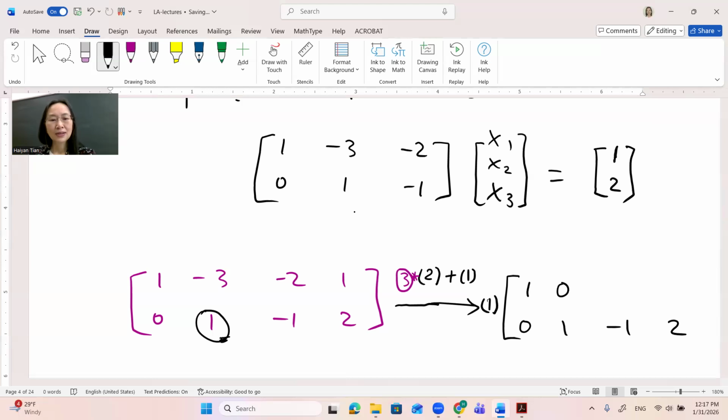Then this 1 times 3, right? Times 3, add here. So it's a -3, -5. And this times 3, it's a 6. Add 1, it's a 7. So yeah, we got a reduced echelon form.